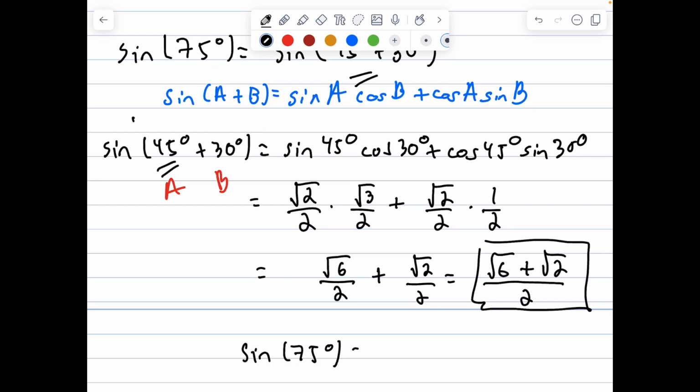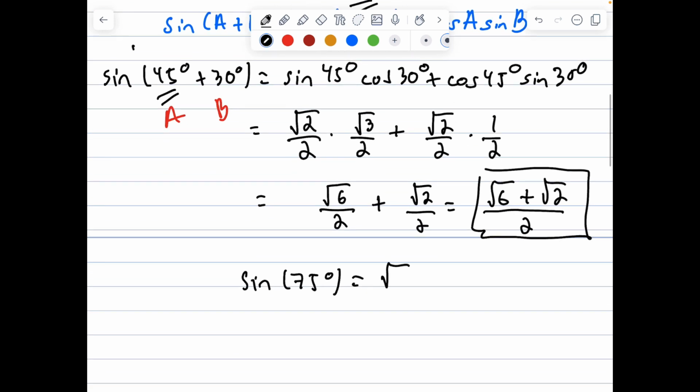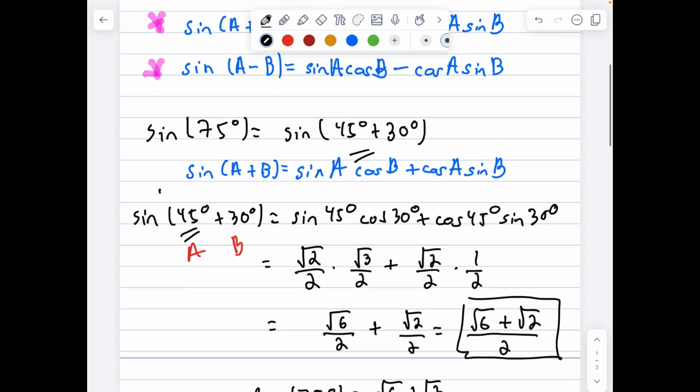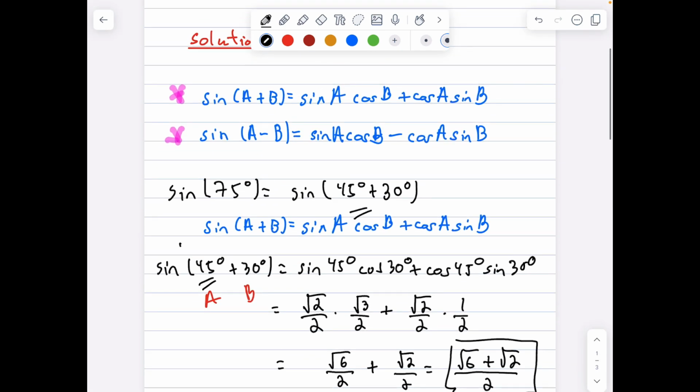And there you go. So that's really all it takes here. So again, you write your angle as a sum or difference of two angles, but you want to work with angles on the unit circle that have exact values. Because you can rewrite these in terms of the expressions that I just worked with, okay?